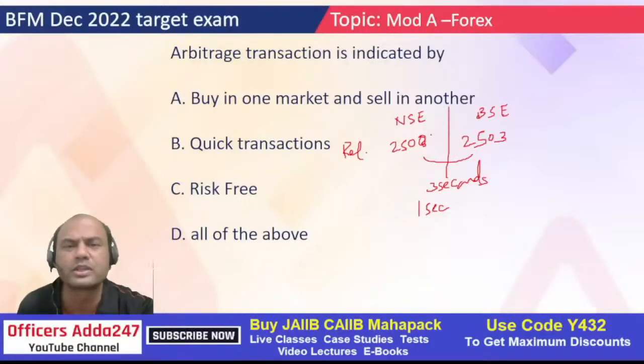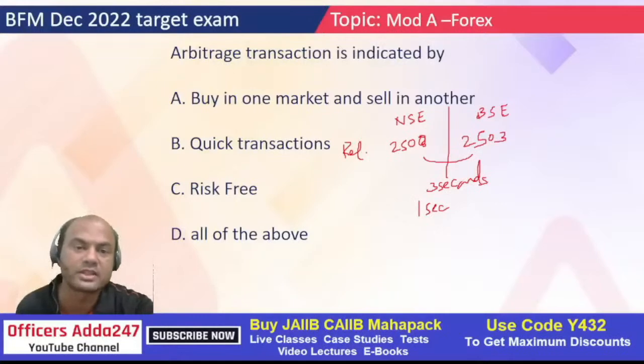Hardly it remains for 2 to 3 seconds, not more than 3 seconds. Like Reliance, at NSE it might be at 2500 and at BSE it might be at 2503. This 3 rupees gap is there, hardly for 2 or 3 seconds. But my systems should be so strong that I'll purchase 1 lakh shares of Reliance at NSE, and immediately within 1 second I'll sell it at BSE. So I've gained 3 rupees per share. 1 lakh shares means 3 lakh rupees. What is the risk to me? No risk. Just buy it over here, sell it over there. The only point is the time frame. Time should be the important factor.